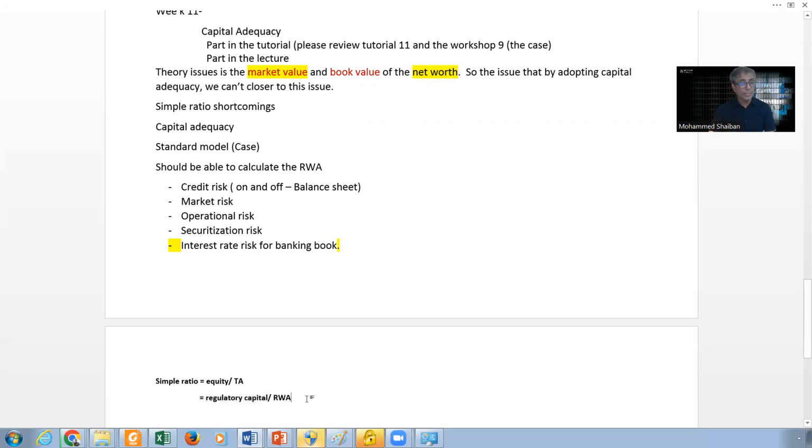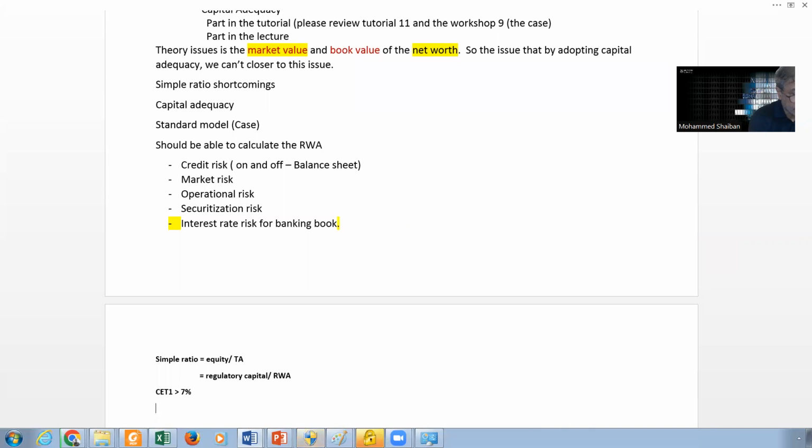And we want this to be, as I told you, for common equity tier one, at least over 7%. And if it is tier one, as you know, we want it to be more than 8.5%. And if it is the total capital, then we want it to be over 10.5%.